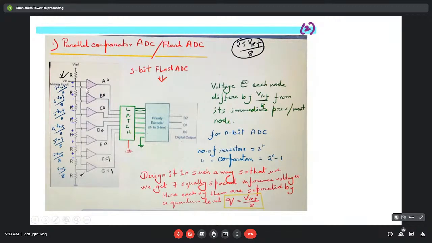Now suppose the positive terminal voltage is greater than that of the inverting terminal. The positive or non-inverting terminal voltage has a greater value compared to the inverting terminal voltage. In that case, it will produce a 1 output. And in case the inverting terminal voltage is greater than the non-inverting terminal's voltage, then the output will be 0.